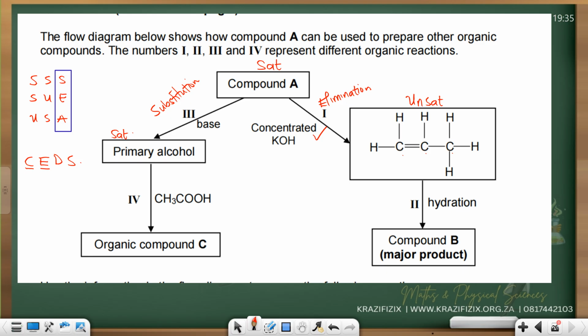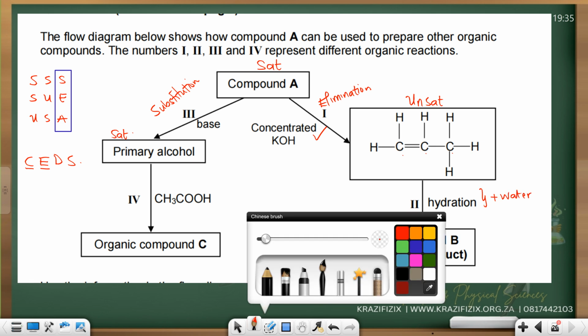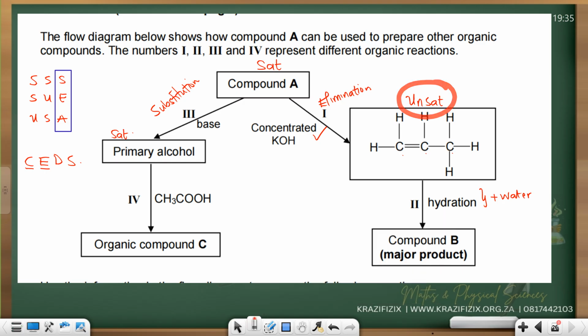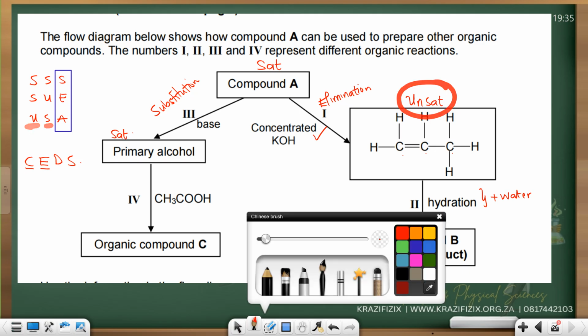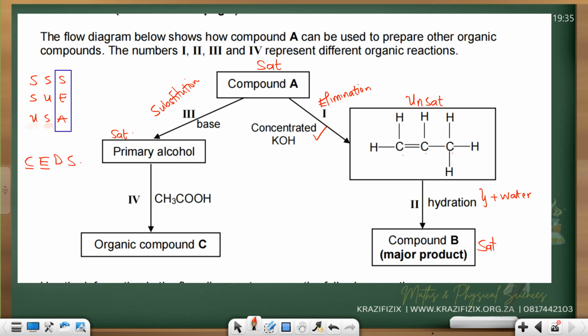Let's go to number 2. Hydration means addition of water. And if you check again, unsaturated, it's only here. The product must be a saturated. Case closed. So what is this? Saturated. And what type of reaction is this? It's an addition reaction. And it's hydration. You must just know your catalyst. Catalyst is excess water and phosphoric acid.